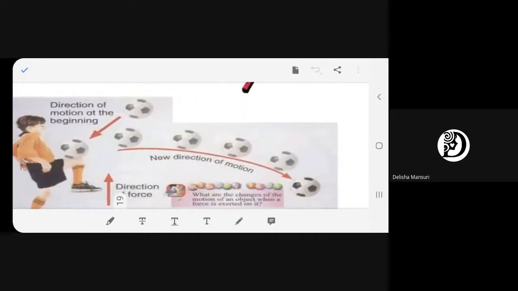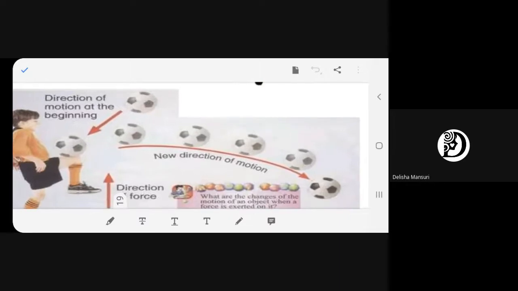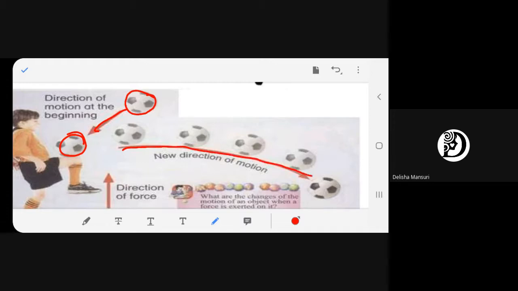Similarly, in the beginning, look over here. The ball comes from here to here on his knee and then he hits it. When he hits it, this becomes the new direction of the motion. The ball starts rolling like this. See, it is rolling and then it reaches the ground. Did you understand? Yes. So when you apply force, the direction changes.